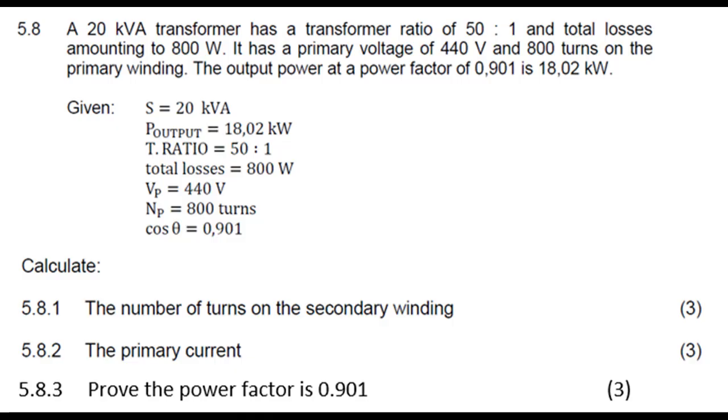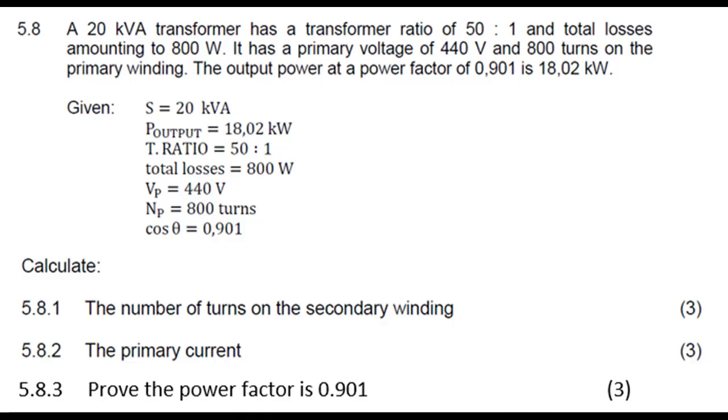It has a primary voltage of 440 volts and 800 turns on the primary winding. The output power at a power factor of 0.901 is 18.02 kilowatts. Do note that because you're seeing a unit kilowatts, you know that is the true power already. So they gave you the losses and they gave the true power in this question.